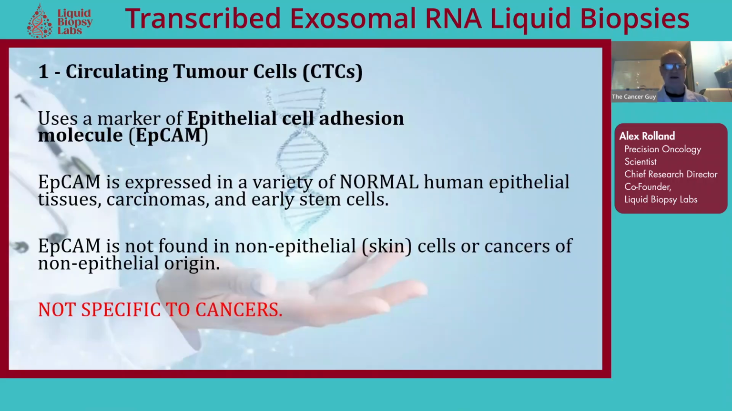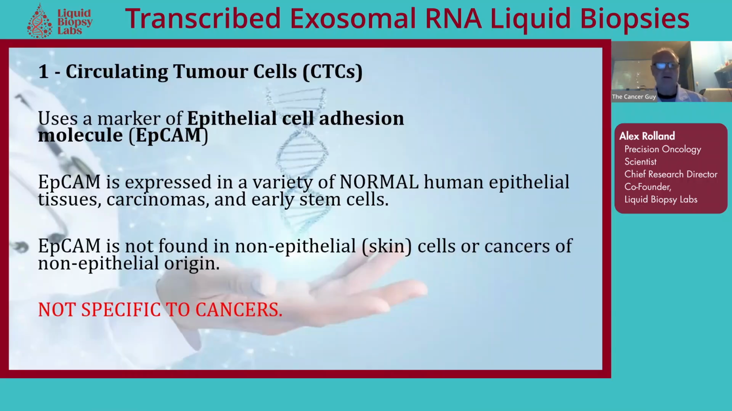Basically, what they do is they look at something called EpCAM, which is an epithelial cell adhesion molecule that is found in early tumor cells. EpCAM is expressed in a variety of normal human epithelial tissues, carcinomas, and early stem cells. EpCAM is not found in non-epithelial skin cells or cancers of non-epithelial origin.